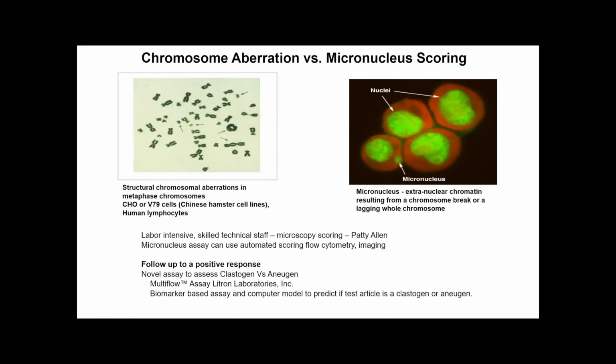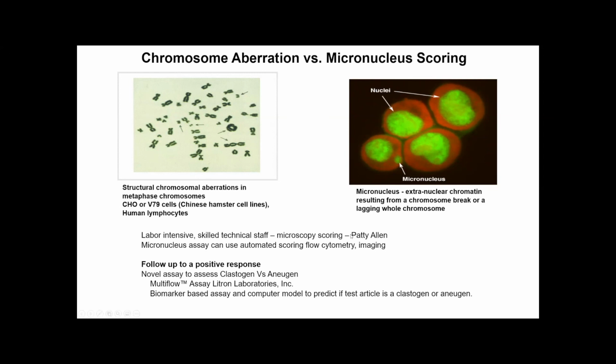Chromosome aberration versus micronucleus scoring, you can tell the difference. You look at the left versus the right, which one do you want to score? And basically, this is all manual scoring. Some clients still expect us to do manual scoring because that's how they've always done it, kind of thing. But this is labor intensive.